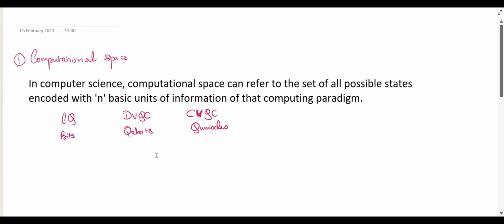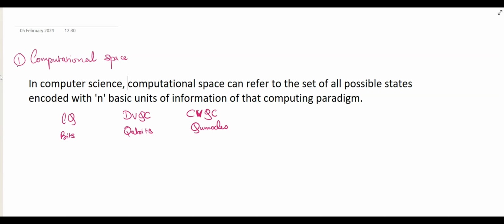So, in this video, we will compare the advantages of the continuous variable quantum computing paradigm, also called CVQC, to the discrete variable quantum computing paradigm and the classical computing paradigm. The first thing that we will compare is the computational space that is available.